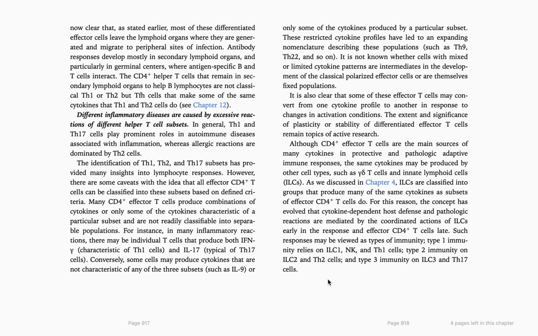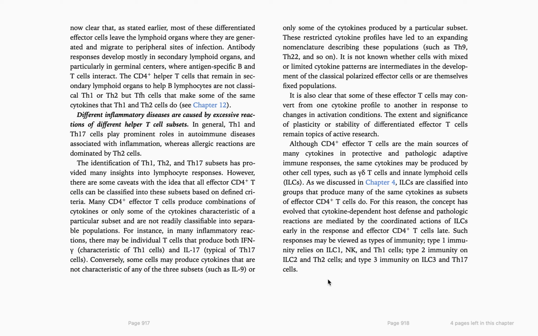Many CD4 effector T cells produce combinations of cytokines, or only some of the cytokines characteristic of a particular subset, and are not readily classifiable into separable populations. For instance, in many inflammatory reactions, there may be an individual T cell that produces both interferon gamma, characteristic of Th1 cells, and interleukin 17, typical of Th17 cells. Conversely, some cells may produce cytokines that are not characteristic of any of the three subsets, such as interleukin 9, or only some of the cytokines produced by a particular subset.